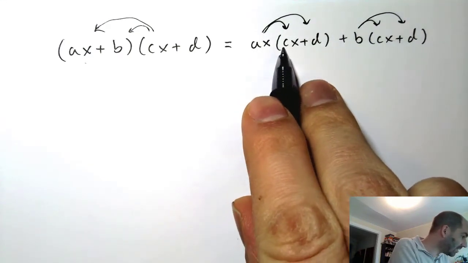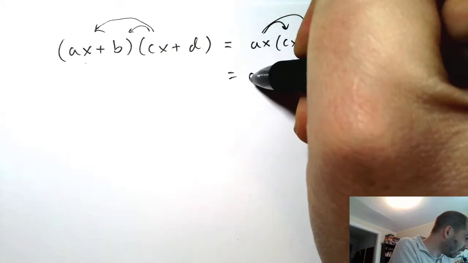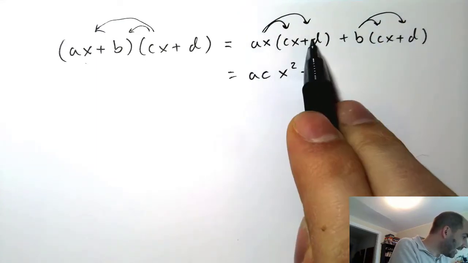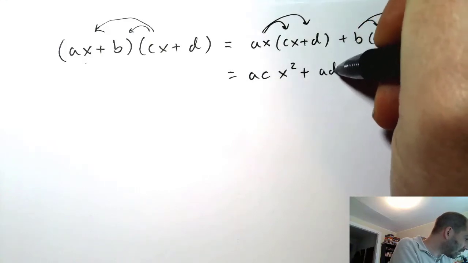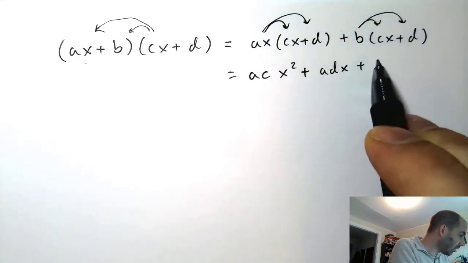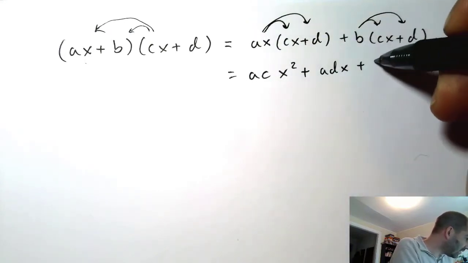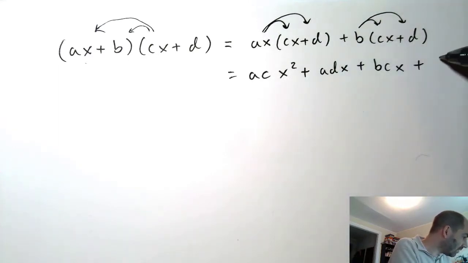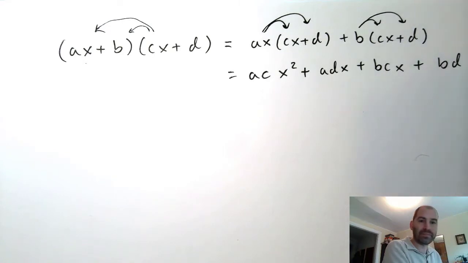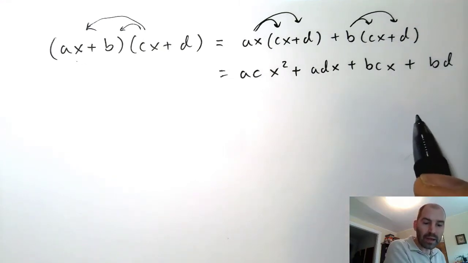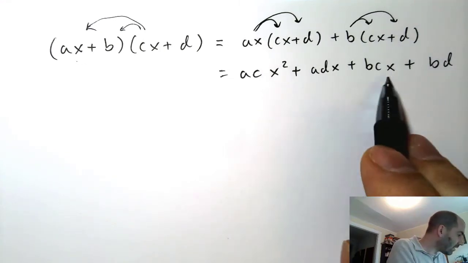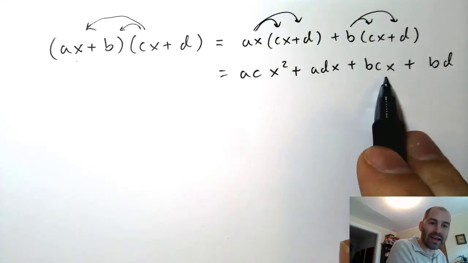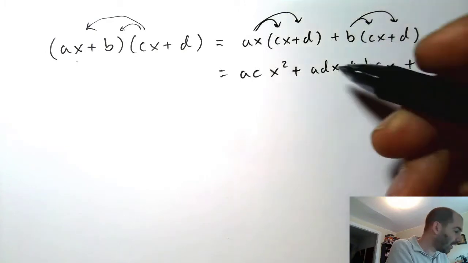We get a times c times x squared plus adx plus bcx plus b times d. Now, let's realize that both of these have an x in them, so I can factor the x out. These are like terms. I can combine them in the following way.